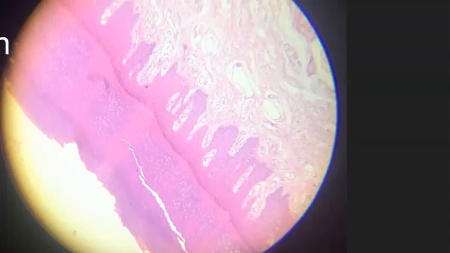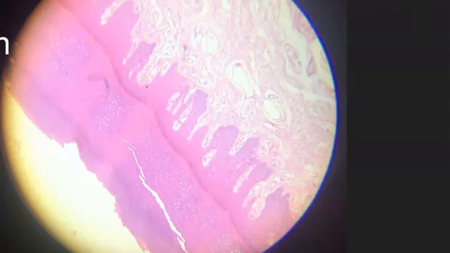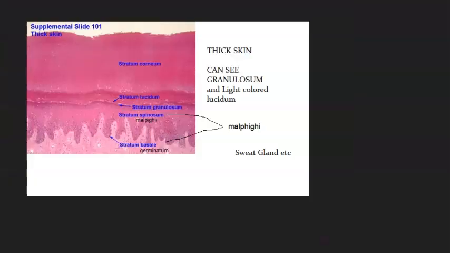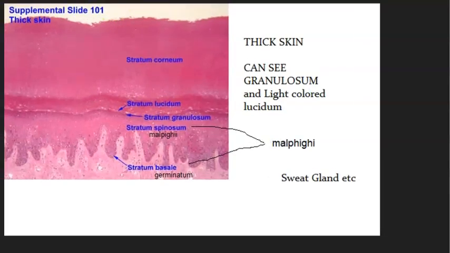And here you can see that in the epidermis, there is some kind of a light and dark band here, right? This light band is the stratum lucidum. The light band is the stratum lucidum. And the dark one is what? Okay, the dark one is actually stratum granulosum. Okay, so just remember the layers of epidermis.